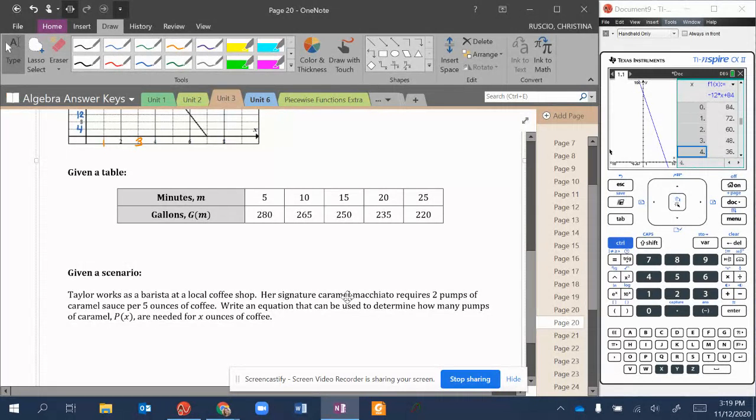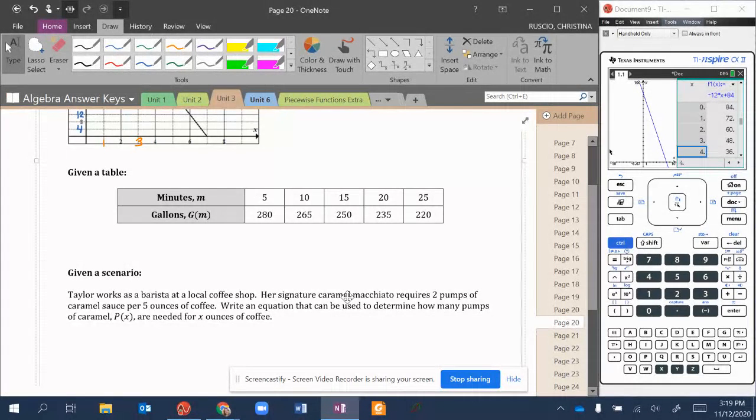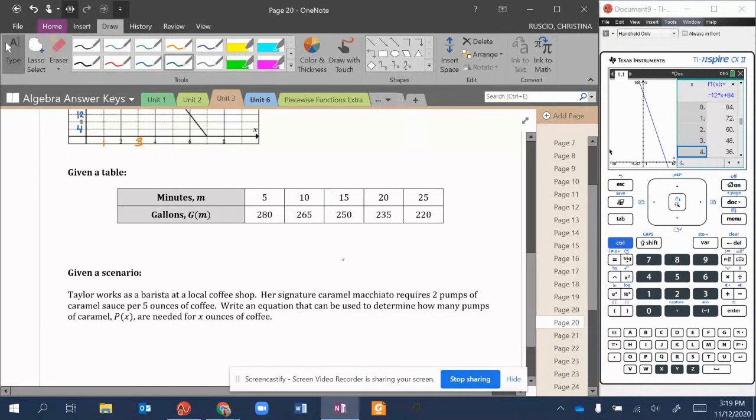Okay, let's head down to our second example where we're given a table of values. Okay, let's think back to what I said. Let's try to use y equals mx plus b to help us. So in order to come up with this equation, I need a slope and I need a y-intercept.